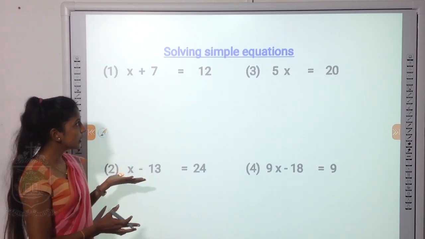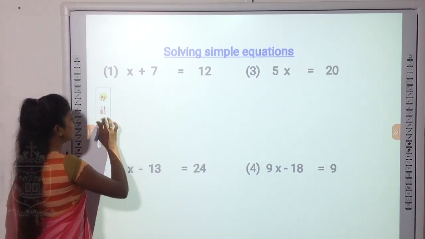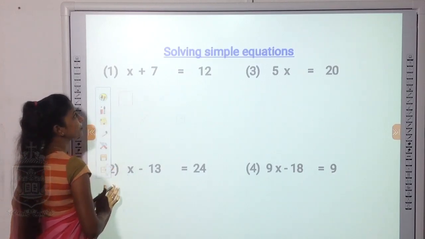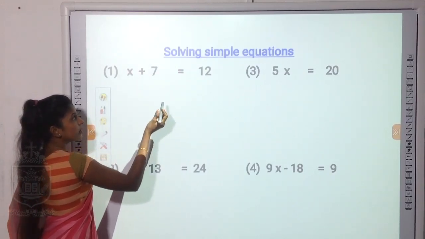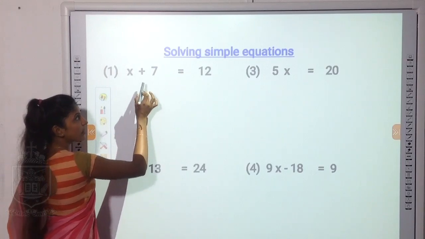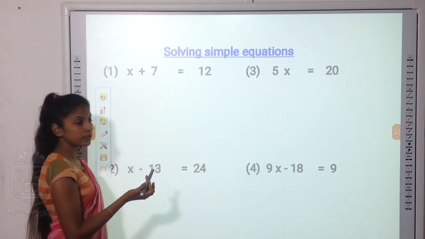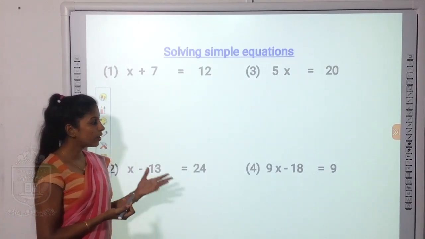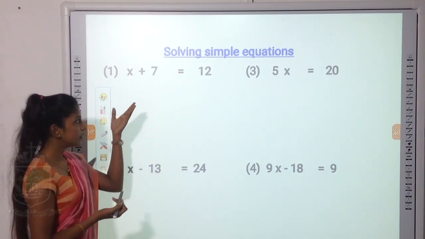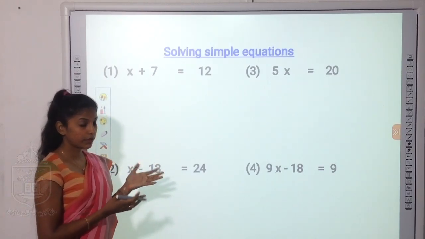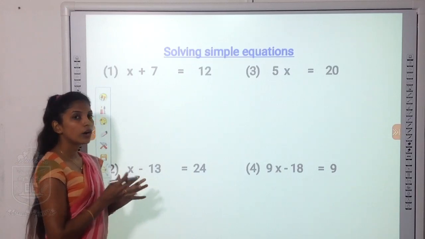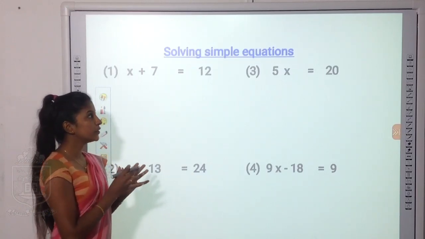Okay, so in solving this, you know that plus 7 is in the left hand side here and x is also there. So you have to remain x and you have to cancel plus 7. Right? So how to cancel plus 7? So always you have to think if there's a certain number that you have to remove from that side. Always you have to do the opposite of the operation there.